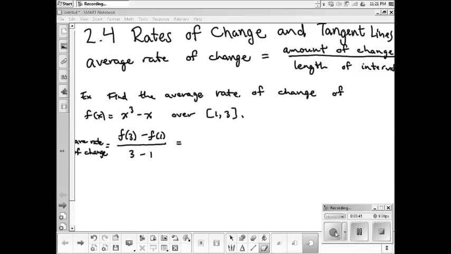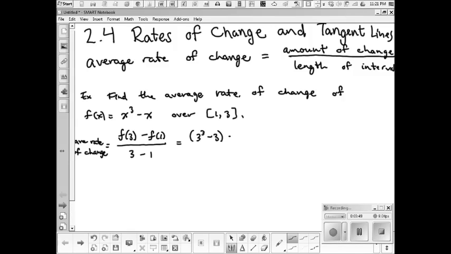The f of 3 and the f of 1 have to actually be evaluated. So for that we're going to be using 3 cubed minus 3 minus 1 cubed minus 1. And then the length of the interval is just the difference in the two x values. These are often referred to as a and b, by the way. Okay, so this is 27 minus 3, which is 24, and that's 1 minus 1, which is 0. And then down here we have 2, so the answer is 12.